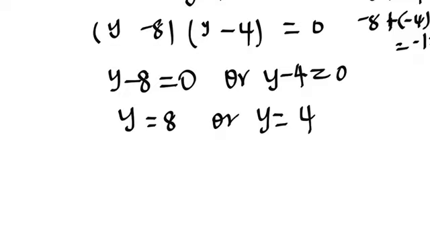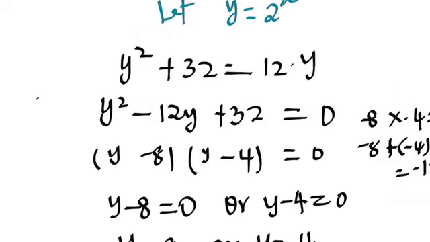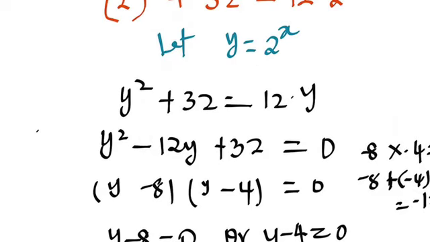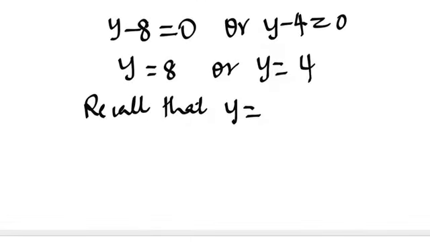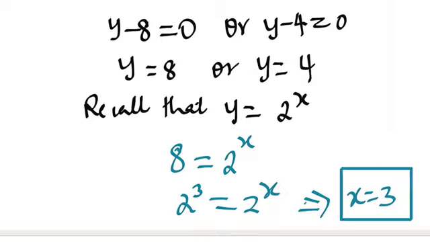But don't forget that we need to recall that y is equal to 2 to the power of x, according to what we have here. So recall that y is equal to 2 to the power of x. Therefore, with y as 8, we have 8 equals 2 to the power of x. So now here we can have this to be 2 to the power of 3 equals 2 to the power of x. Since we have the same base, we can have x to be 3. So we have the first solution, x equals 3.